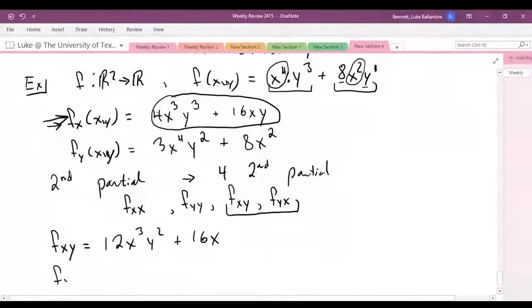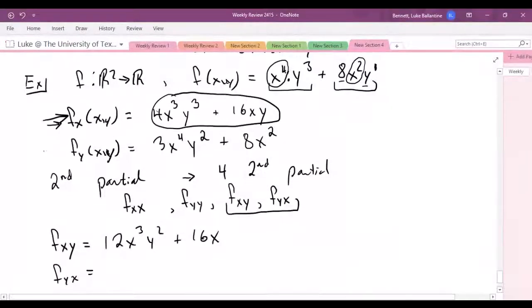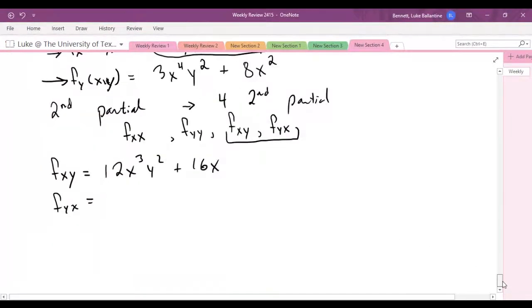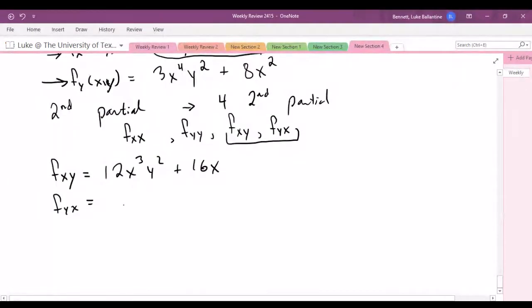What about f sub yx? Take f sub y, differentiate with respect to x. Same thing.